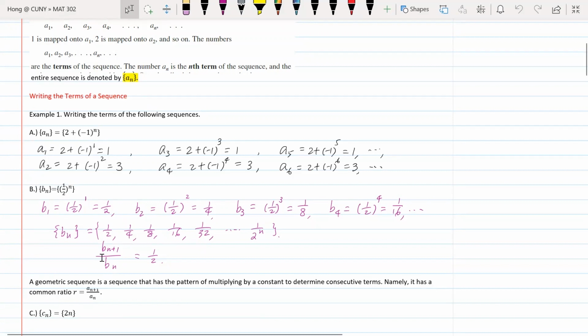Now I want you to click pause here to practice this one on your own. The sequence c sub n equals 2n. We call 2n the general term, or you can also call it the formula of this sequence. Click pause and solve it on your own, and observe each term. What's the difference between each term?